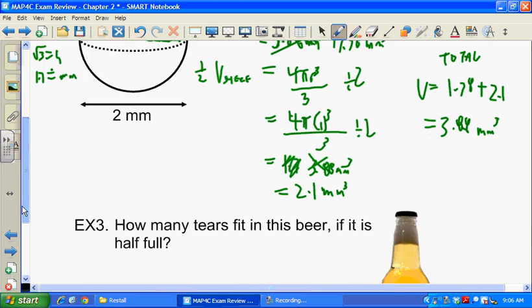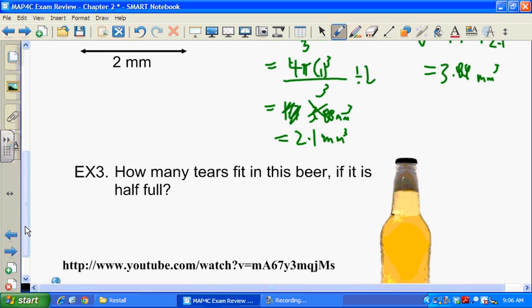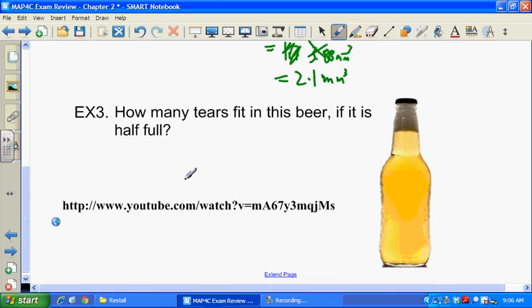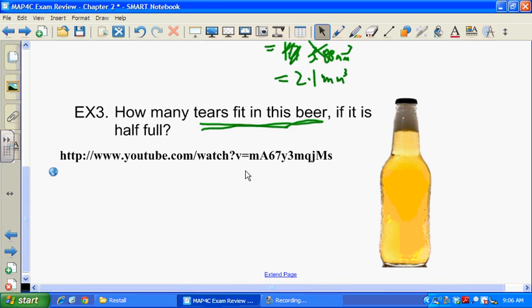The last example is one of these application ones. How many of these fit in the other one? This is an old country song, Tears in My Beer. There's a tear in my beer. If you just Google it, it's an old country song, and there's the YouTube. I know you can't click on it, but if you just YouTube it if you want to hear the song. It's a little bit funny. The question is how many tears would fit in this beer if it was half full?